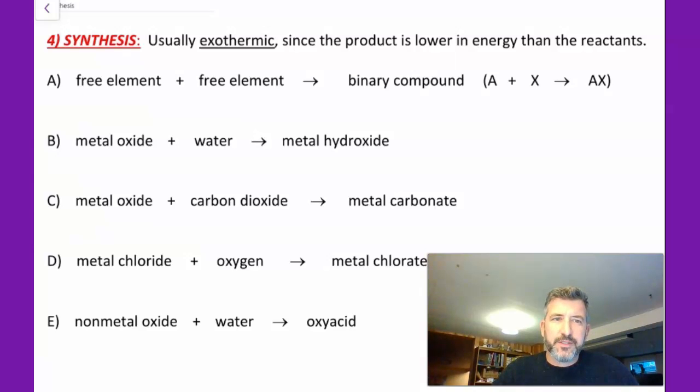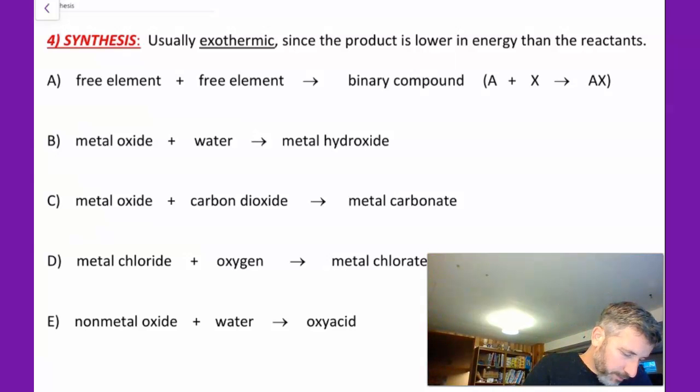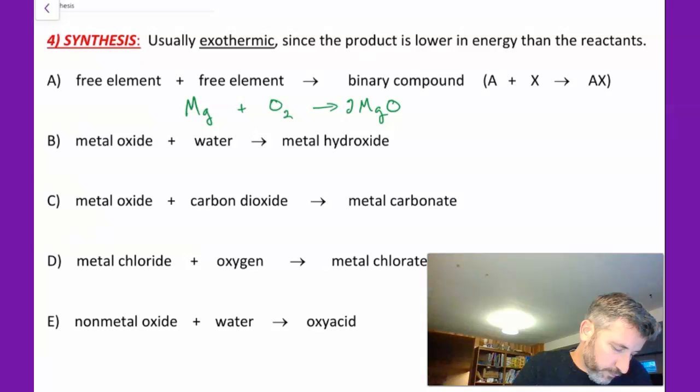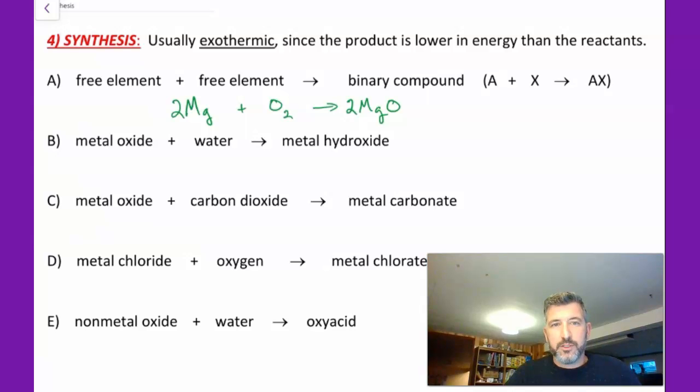Okay, so the first type of synthesis reaction is the simplest. A free element plus a free element yields a binary compound. Binary means two, so it's going to contain two elements. An example of this might be magnesium reacting with oxygen to give us magnesium oxide. And that's it. Very simple. Two elements come together, form one compound. That compound contains two elements, the magnesium and the oxide from the other side. We just have to balance with a 2 in front of magnesium oxide, and then a 2 in front of magnesium, and we should be good to go.